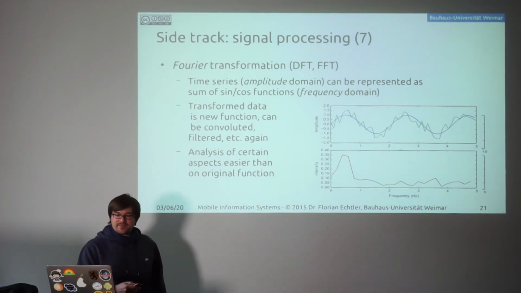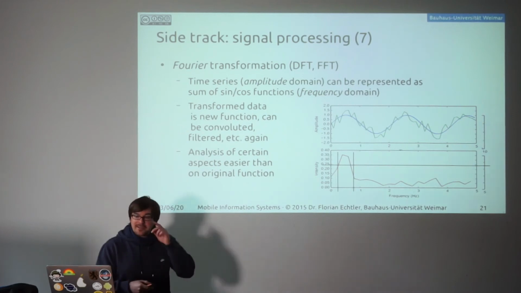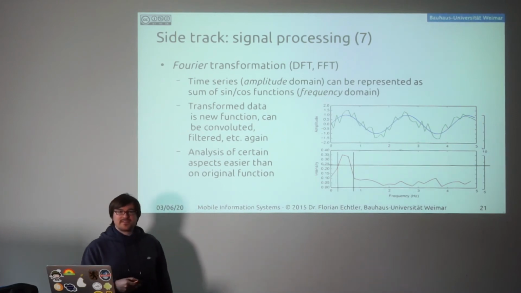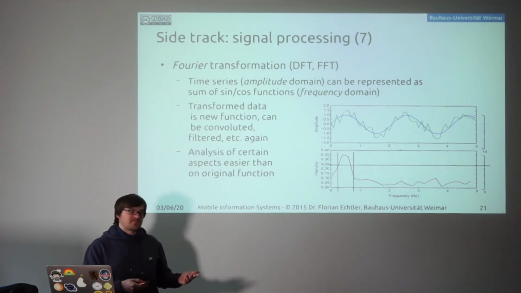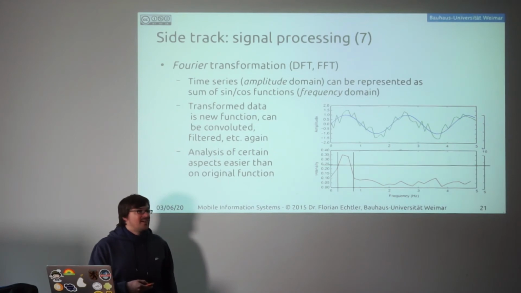And now you can, for example, still do a threshold and just look at all peaks that are above 0.25, let's say, and still get more or less the same information about the signal as you did in the perfect case without noise. So a lot of things are easier to analyze when you look at the frequency domain transformation of a signal than when you look at the pure time series.